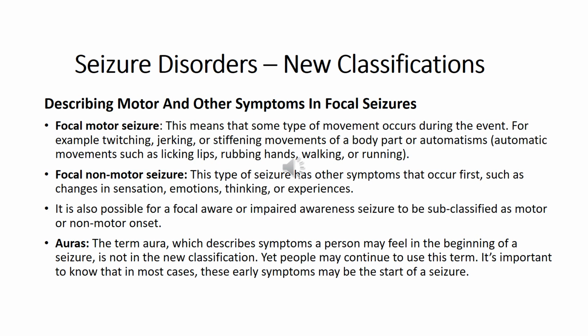Describing motor and other symptoms in focal seizures. Focal motor seizure. This means that some type of the body is moving during the event. For example, twitching, jerking, or stiffening movements of a body part, or automatic movements such as licking lips, rubbing hands, walking, or running.